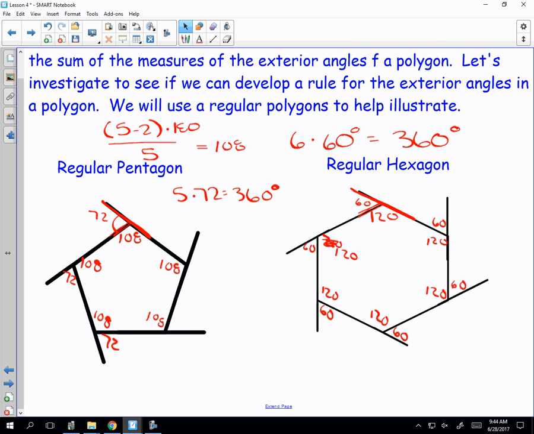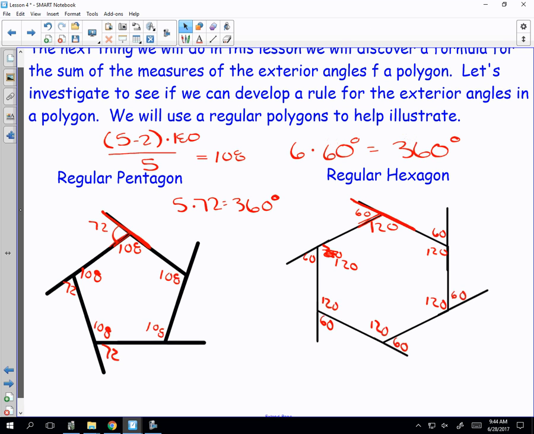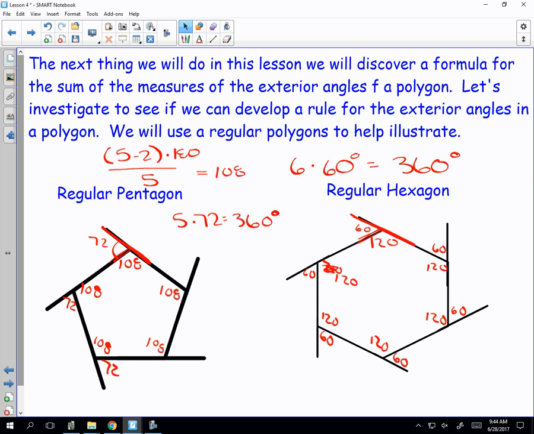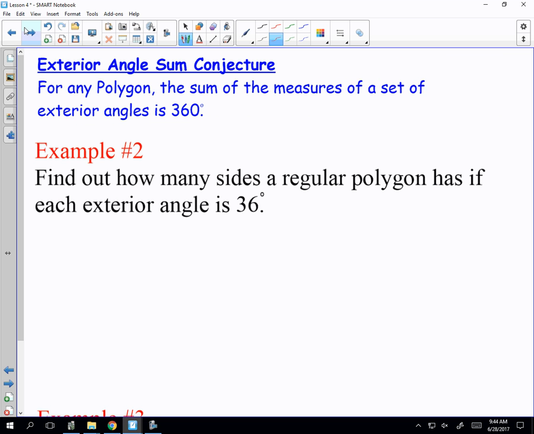So the good news, the sum of the measures of the exterior angles of the polygon always add up to 360. And it makes sense. As we get more sides, the interior angles get bigger, the exterior angles get smaller. Since we're looking at linear pairs, it has to be a consistent process overall.